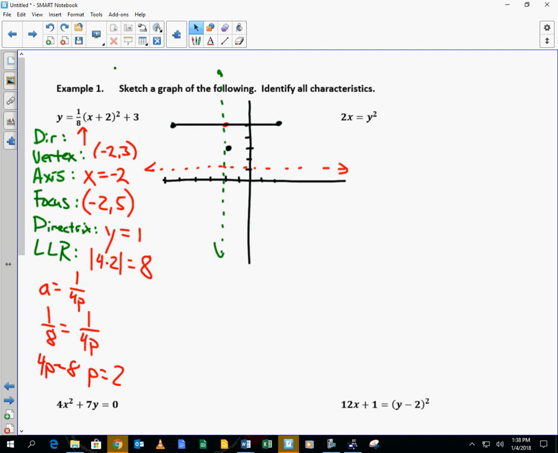So it's 8 units, so I went 4 on each side, so it's a total of 8. This gives me a really good indication then of how I draw my parabola. I start at the vertex, and I run through those endpoints of the latus rectum.